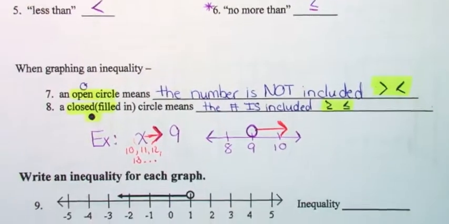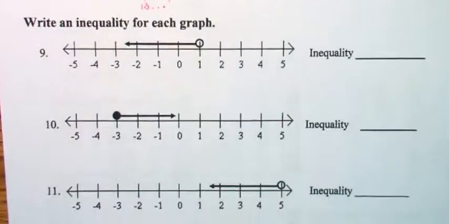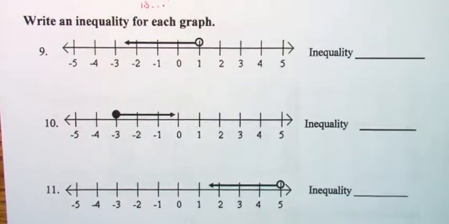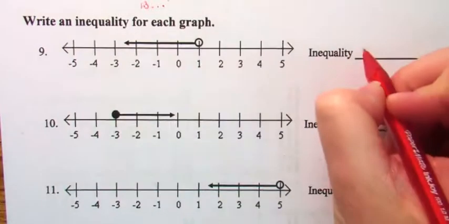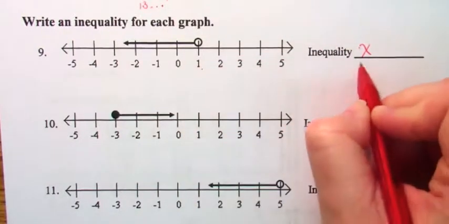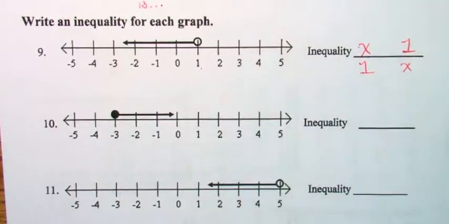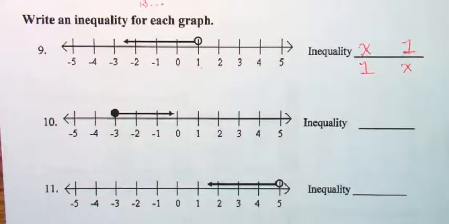So let's look at 9, 10, and 11. They're kind of working backwards. Numbers 9, 10, and 11, they ask us to actually write the inequality. Not to graph it, but to write it. So you can choose any variable. I'm going to start with an x. And I like to do my variable first. You do not have to. It can go either way. Some people like to put the number. They look at the number, and then they put the x. But the two things we should have are our variable and our number.